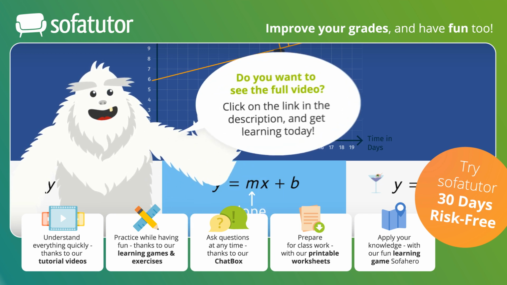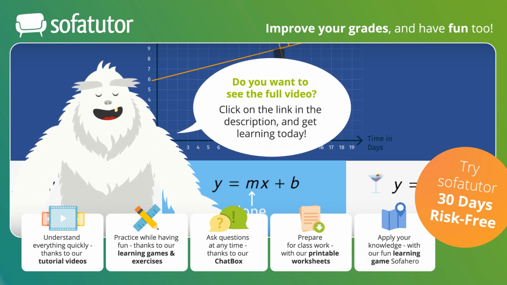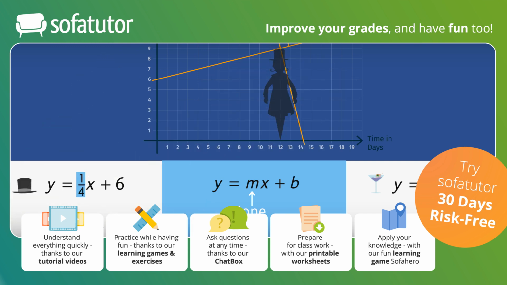The slope of the Dark Count's growth line before was 1/4, and is now -4. The product of the two slopes is -1. The product of the slopes of two perpendicular lines is always -1.